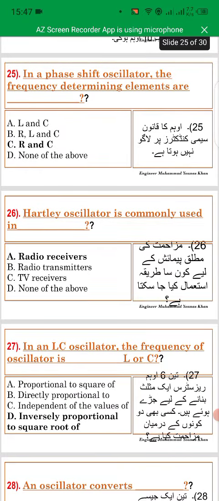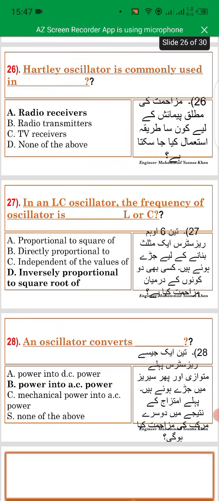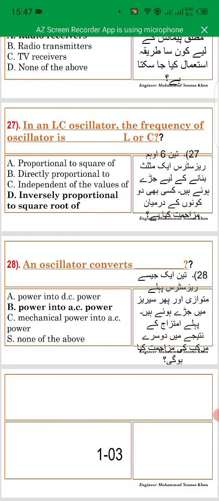In a phase shift oscillator, the frequency determining elements are R and C. Hartley oscillator is commonly used in radio receivers. In an LC oscillator, the frequency of oscillation is inversely proportional to the square root of L and C. An oscillator converts DC power into AC power.